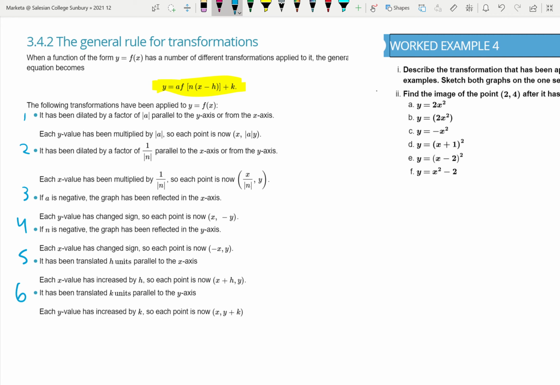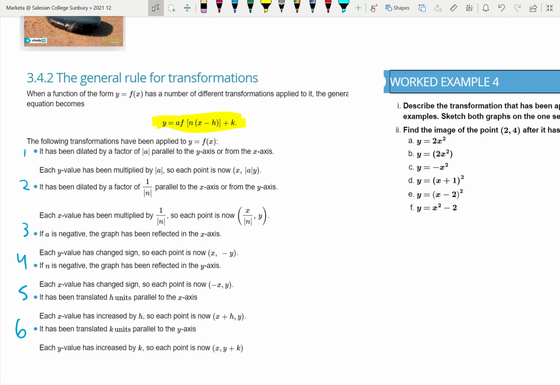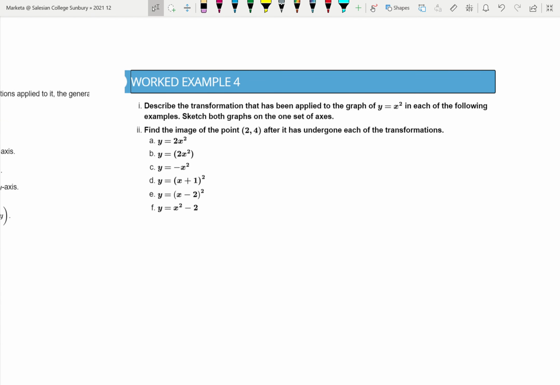So the first worked example that we're given asks us to describe the transformation that has been applied to the graph of y equals x squared in each of the following. Sketch both graphs on the one set of axes. Okay, and then we have to find the image of the point 2, 4 after it has undergone each transformation. So look, I'll start with y equals 2x squared.